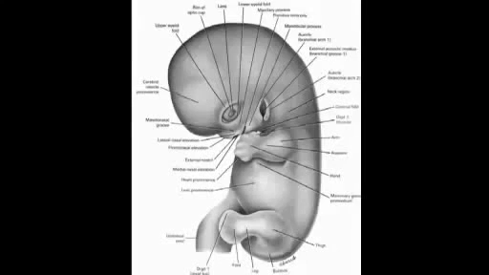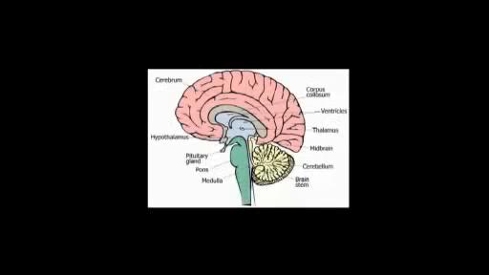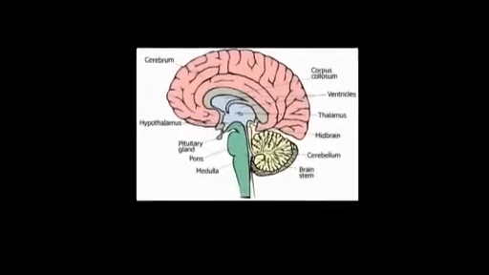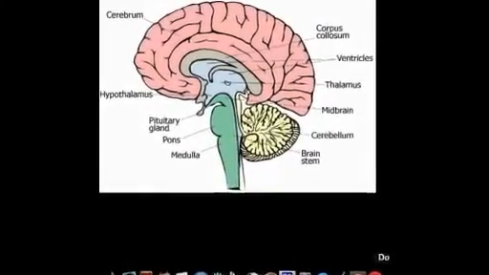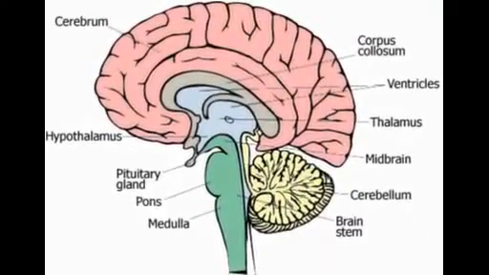Okay, then we go to the 12th picture. This is an anatomical picture of the brain in an adult.